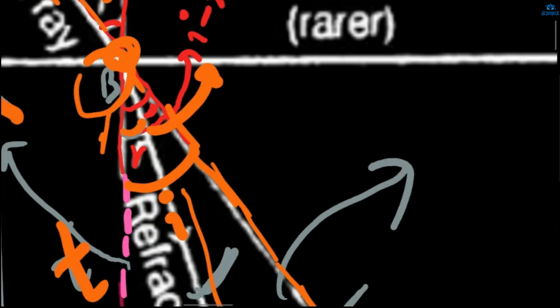So what angle will it be? This angle, what angle will it be? Will it not be I minus R? This whole is I, this whole is I, and this is your R. So what will it be? Only this, I minus R. Yes or no? Okay. So this will be I minus R.